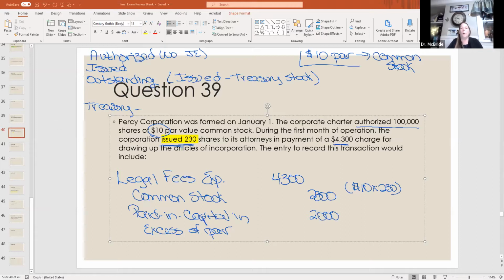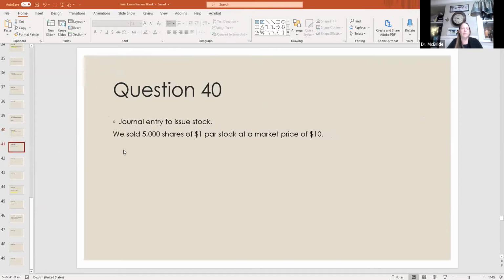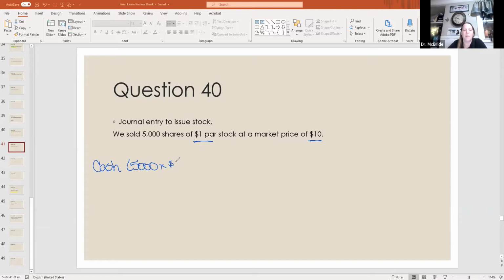All right, we're going to do more stock transactions. So here's a journal entry to issue stock. We sold 5,000 shares of stock. We sold them for $10. The par value was $1. So the first thing is, how much cash are we going to get? That market price, is that per share? Yep, 5,000 times $10 per share. So we're going to get $50,000.